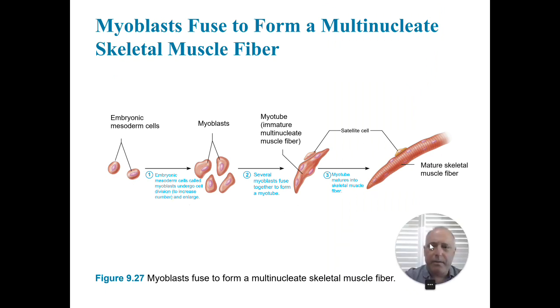Okay, so we indicated that skeletal muscle are multinucleated, and that's different than smooth muscle or cardiac, which are uninucleated. Now, the reason they're multinucleated is because in development, the myoblasts actually fuse. So they form a larger muscle fiber with multiple nuclei.